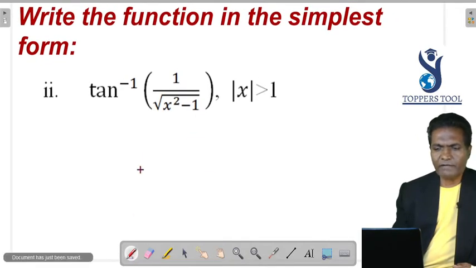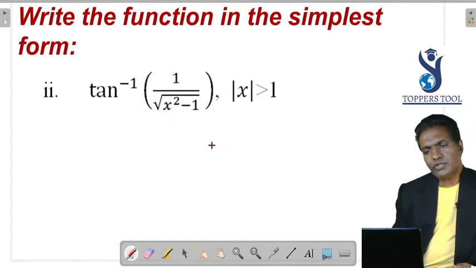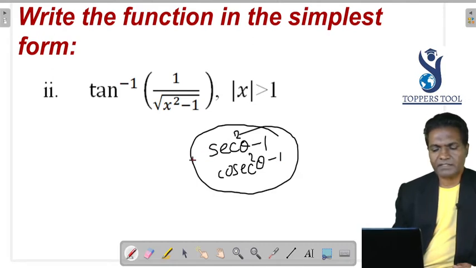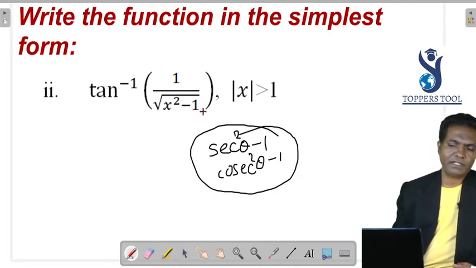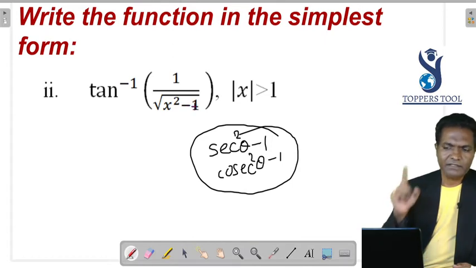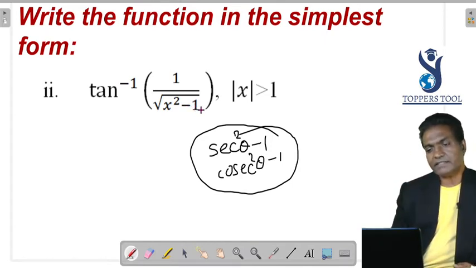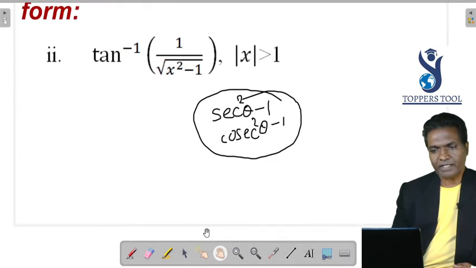So whenever you see x square minus 1, you have to bring in your mind sec square theta minus 1 or cosec square theta minus 1. You have to bring this in your mind whenever you find x square minus 1. If you find 1 minus x square, bring 1 minus sine square and 1 minus cos square in your mind. That is the hint.